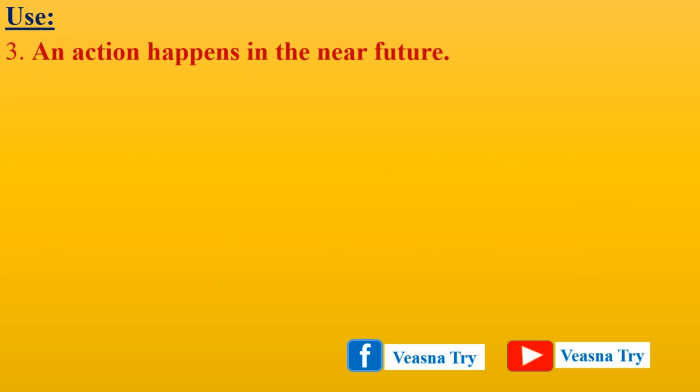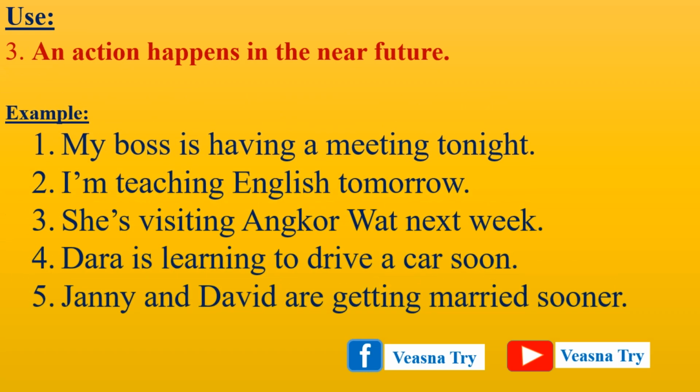It's about an action that happens in the near future, or something that is happening in the near future. So let's see examples here. Number one, my boss is having a meeting tonight. Number two, I'm teaching English tomorrow. Number three, she's visiting Uncle Wat next week. Number four, Dara is learning to drive a car soon. Number five, Jenny and David are getting married sooner.